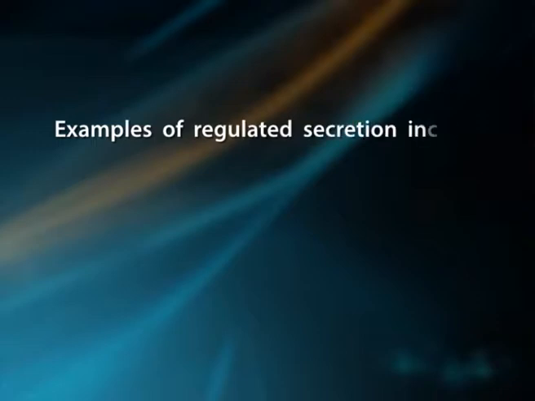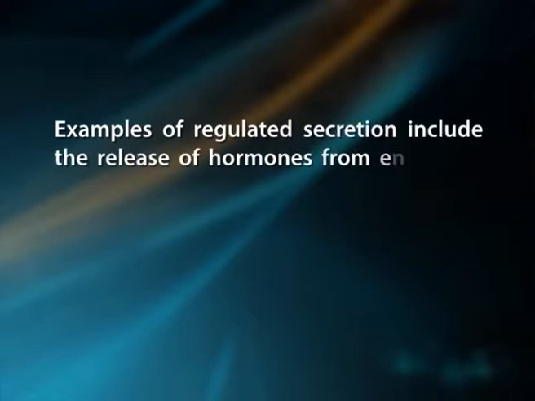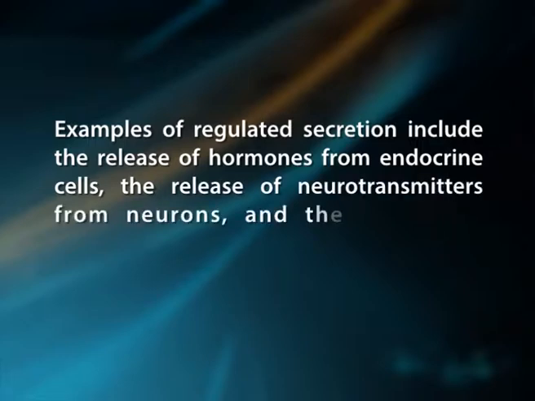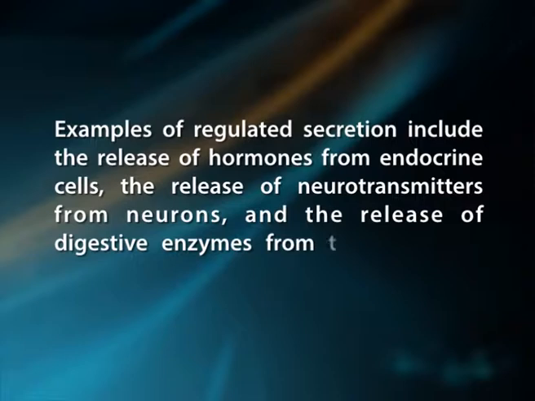The constitutive secretory pathway, which operates in all cells, leads to a continual unregulated protein secretion. However, some cells also possess a distinct regulated secretory pathway in which specific proteins are secreted in response to environmental signals. Examples of regulated secretion include the release of hormones from endocrine cells, the release of neurotransmitters from neurons, and the release of digestive enzymes from the pancreatic acinar cells.